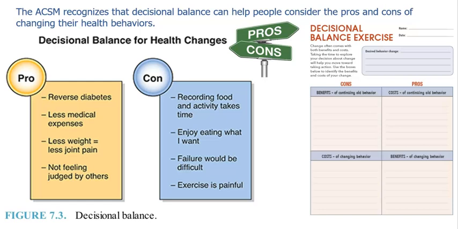For example, the benefits of becoming more active may include reversing diabetes or reducing joint pain. However, potential drawbacks might involve the effort required and fear of failure. Unfortunately, only a small percentage, typically less than 10% of individuals at risk, are likely to take action at a given time. While this detail is not critical for your test, it is worth noting.